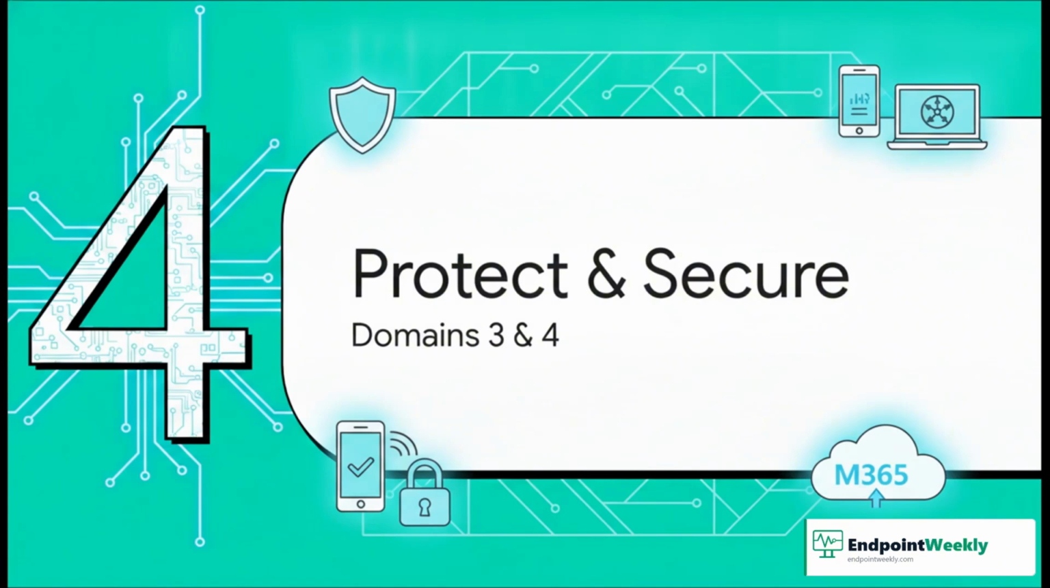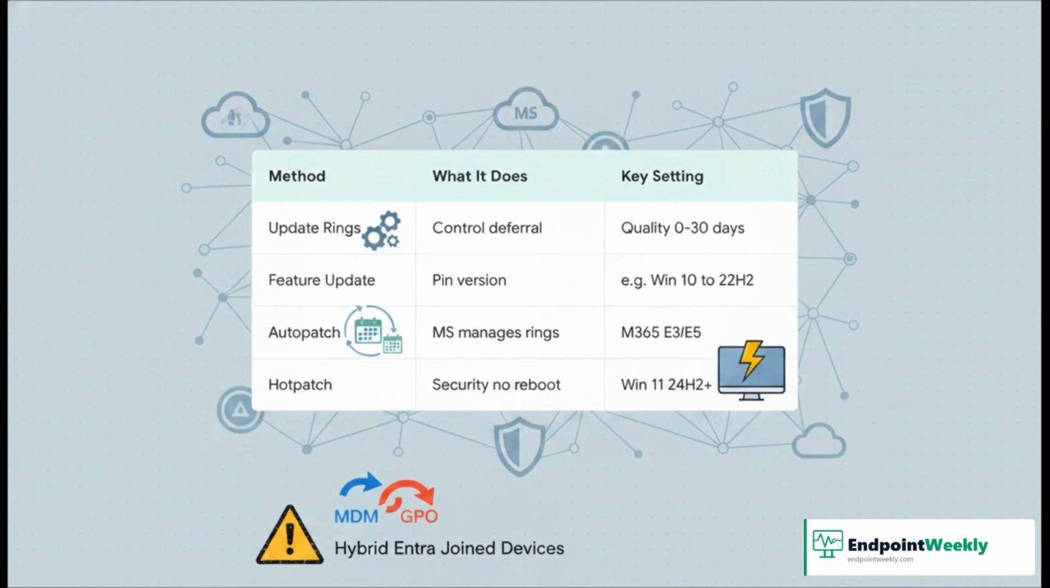Moving right along to Section 4, Domains 3 and 4. So this combined section covers protecting devices and securing applications. That includes everything from Defender integration to the new inclusion of app control for business. Let's quickly compare the 4 distinct Windows update methods available in Intune.